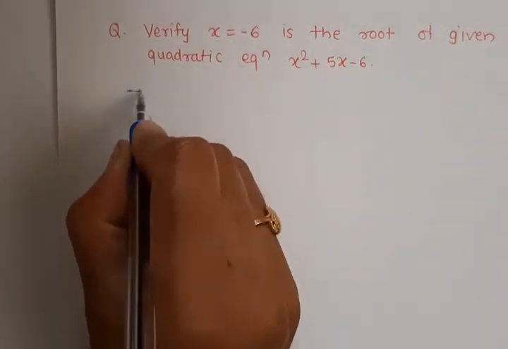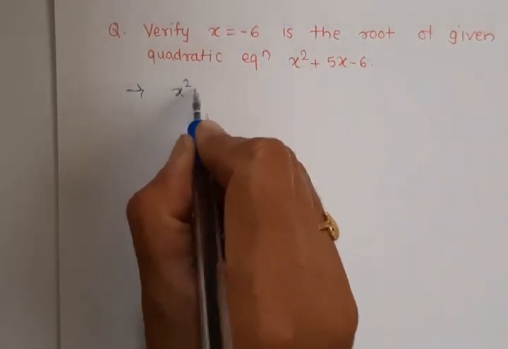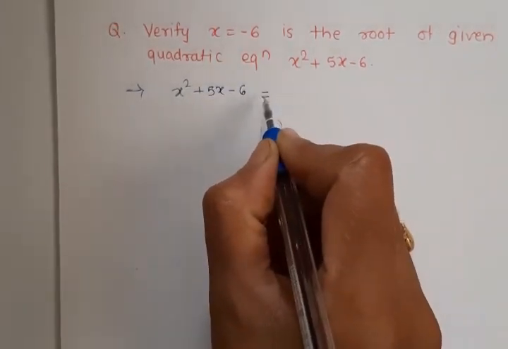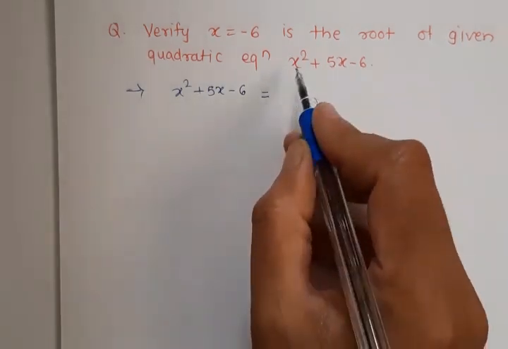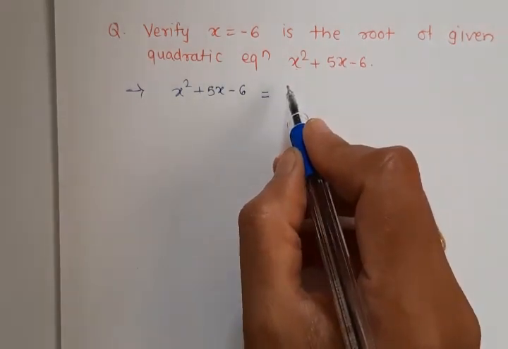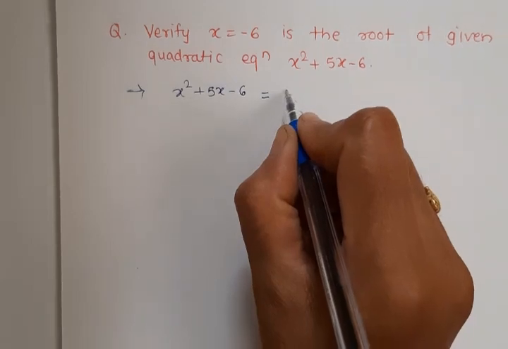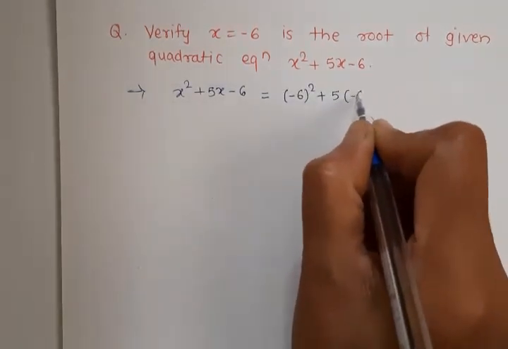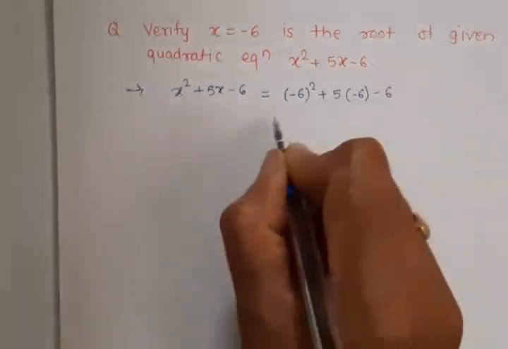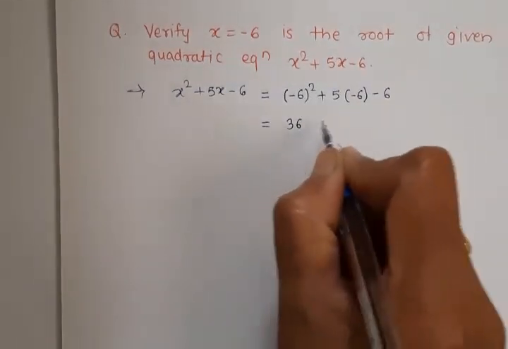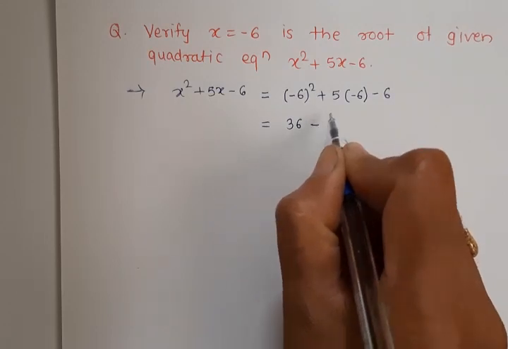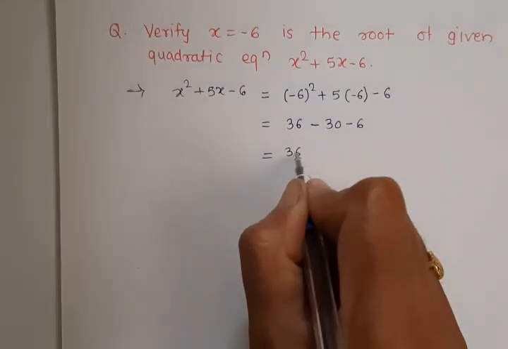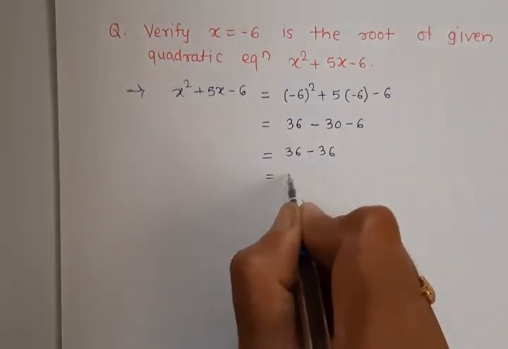Now here the equation is given, x square plus 5x minus 6. Here the variable is x and the value of x is given, minus 6. So we can substitute x equals to minus 6 in this equation. So we get minus 6 square plus 5 into minus 6 minus 6. Minus 6 square is nothing but 36. Plus minus becomes minus. 5 sixes are 30, minus 6. 36 minus 36 equals to 0.